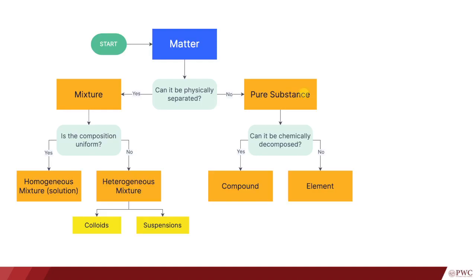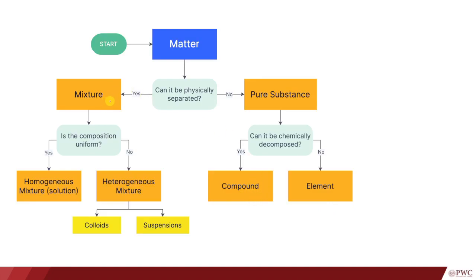This graphic organizer shows how we can classify matter. Again, we can classify matter as either a pure substance or a mixture. A pure substance can either be an element or a compound. An element is the simplest form of matter. Elements can combine chemically to form compounds. Again, compounds are made up of two or more elements.